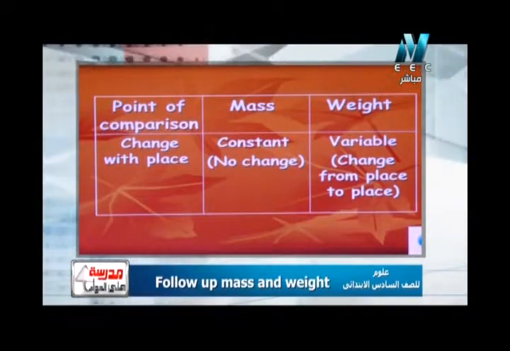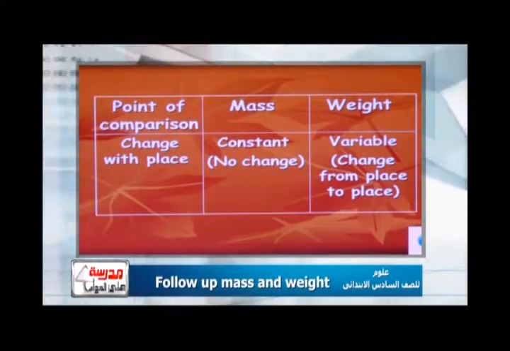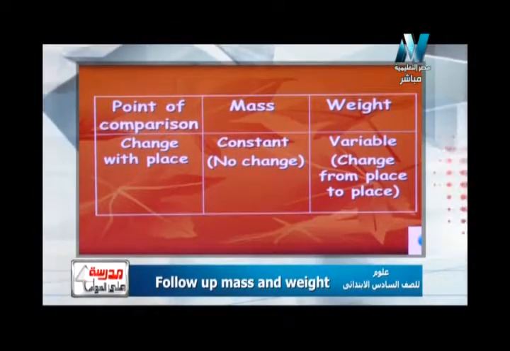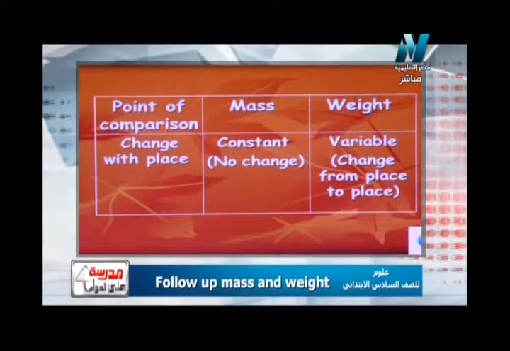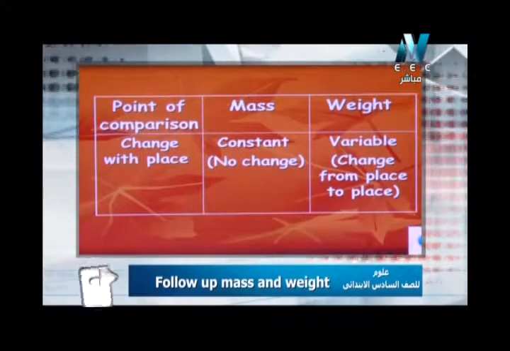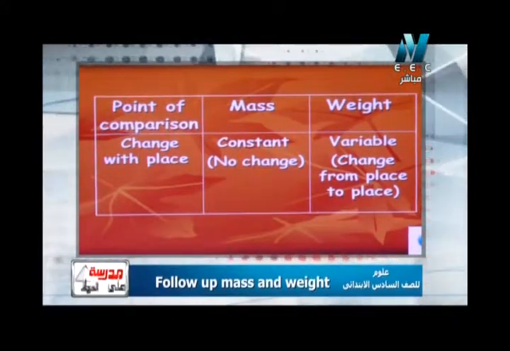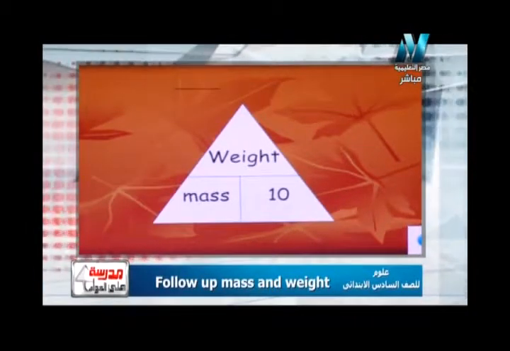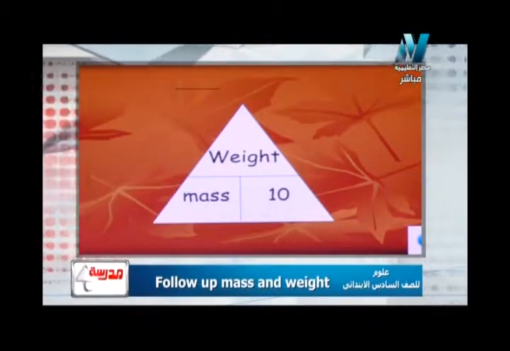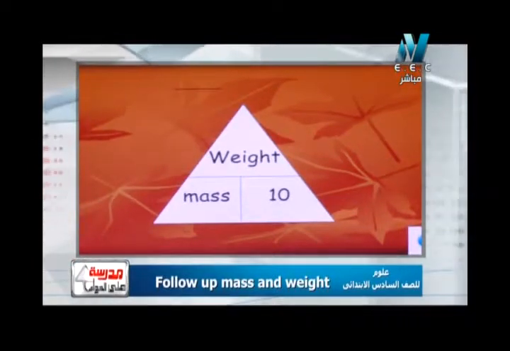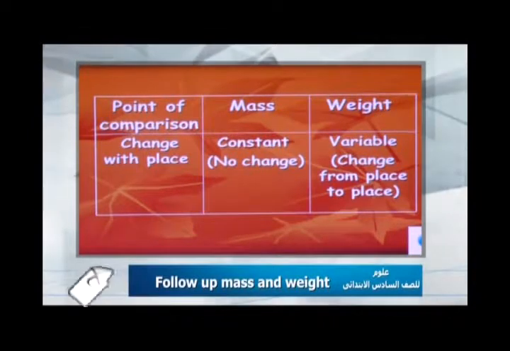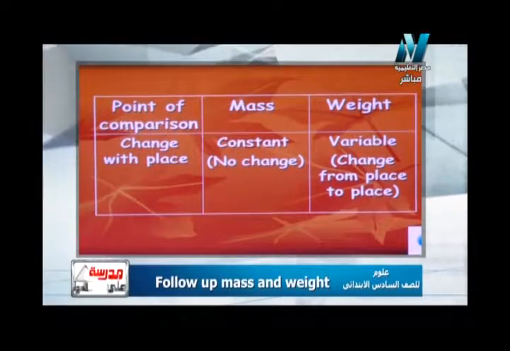Weight is a variable value because it changes from place to place. It depends on the mass, and it depends on the distance from the planet's center. Weight has factors that change it, which are 3 factors. So let us study how we can solve a problem of mass and weight. It's a very easy way to solve these problems.